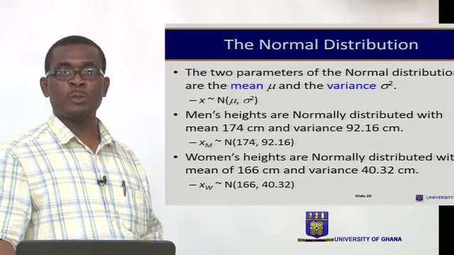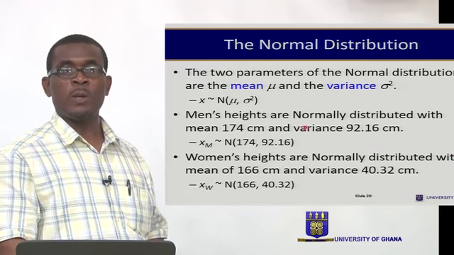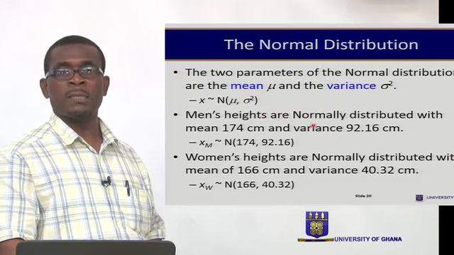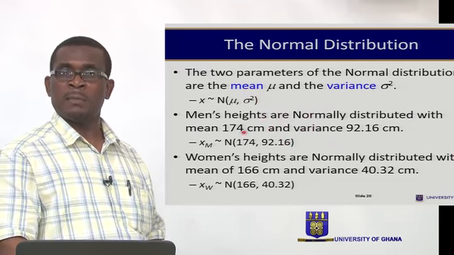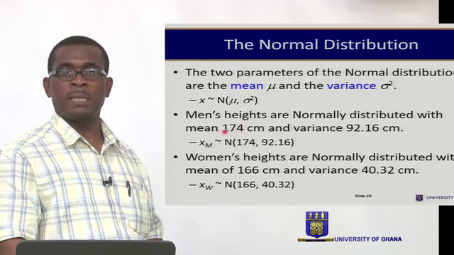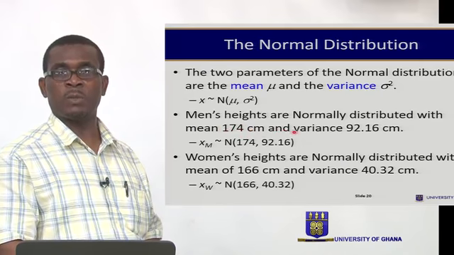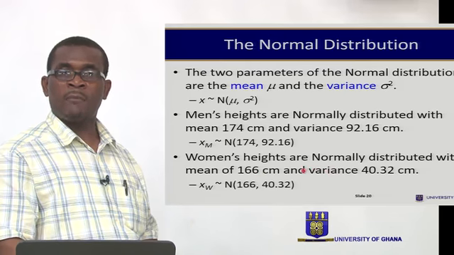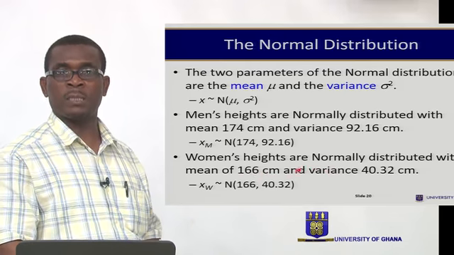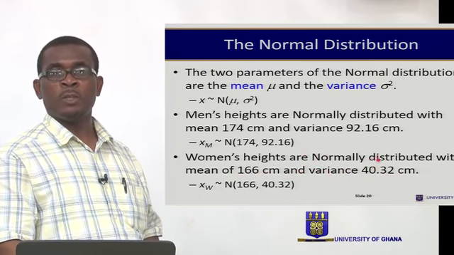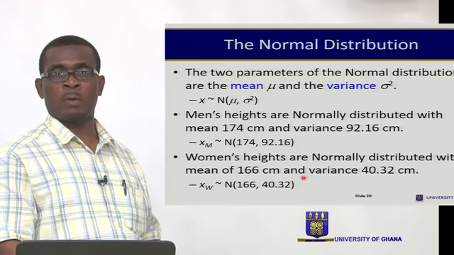Now, so let's take two examples. We know that the height of men is normally distributed, and research has shown that the average height of men is 174 centimeters with a variance of 92.16. Similarly, for women, the average height is 166 centimeters with a variance of 40.32. Clearly, you will see that on average men are taller than women.